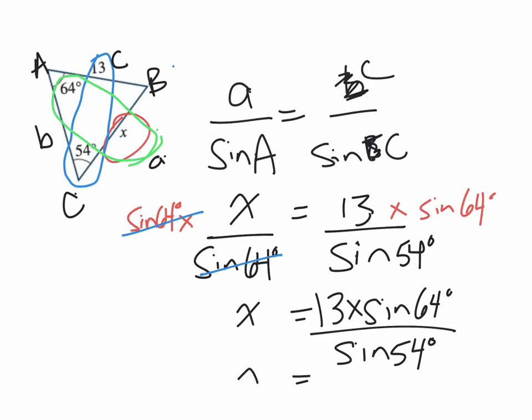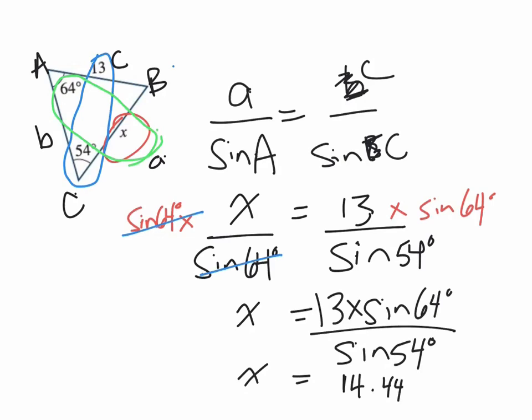And finally, I'll just do that really quick. I have my calculator on me. It's 13 times the sine of 64 divided by the sine of 54 equals, and my side is equal to 14.44 units. So my final answer is 14.44.